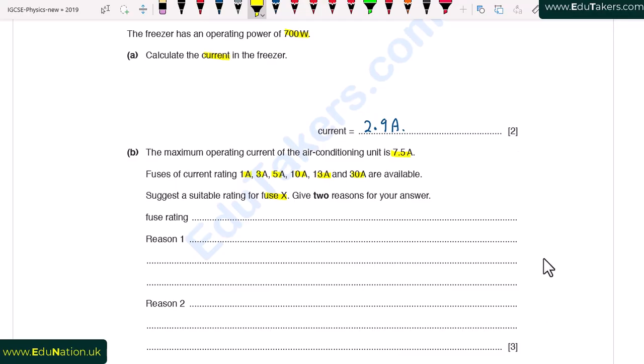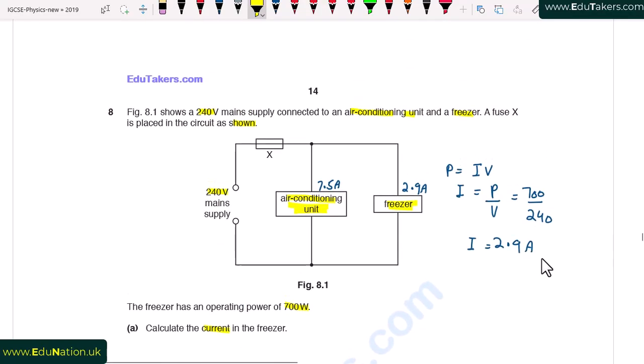So going back to the circuit, we can see that there are air conditioner unit and freezer and both of these are connected in parallel. First of all, we have to find out the total value of current passing through the circuit, and this value of current will be the sum of the current through the freezer plus the current that is passing through the air conditioning unit. So I write here total current will be equal to the current through freezer plus current through air conditioning unit.